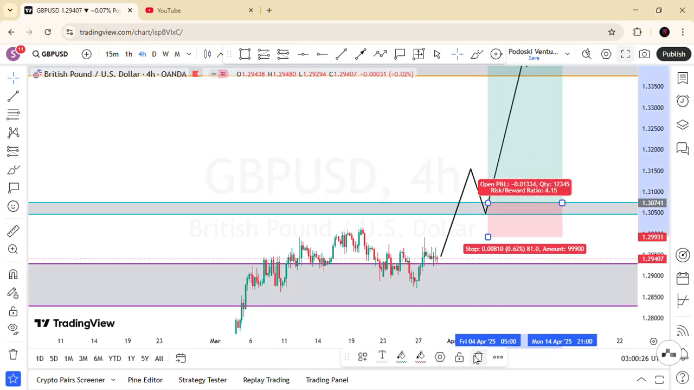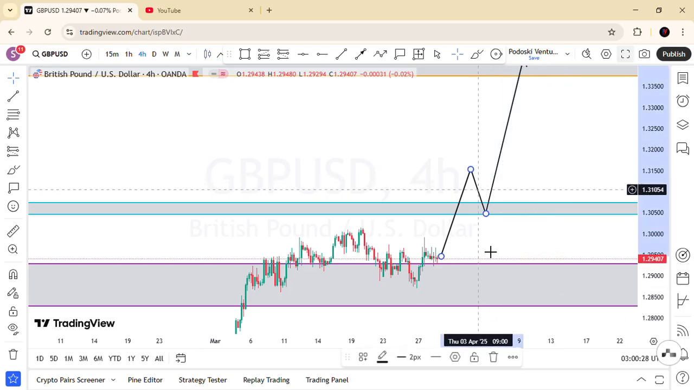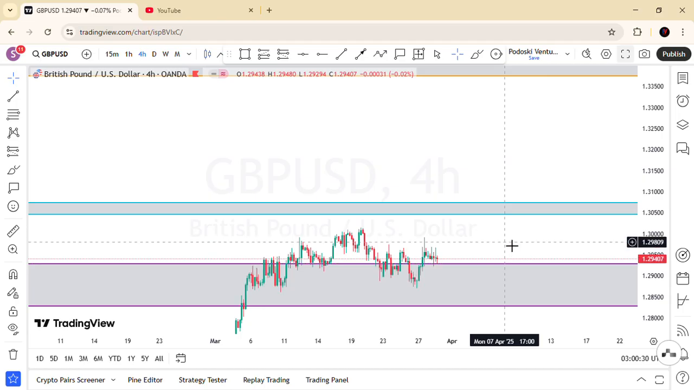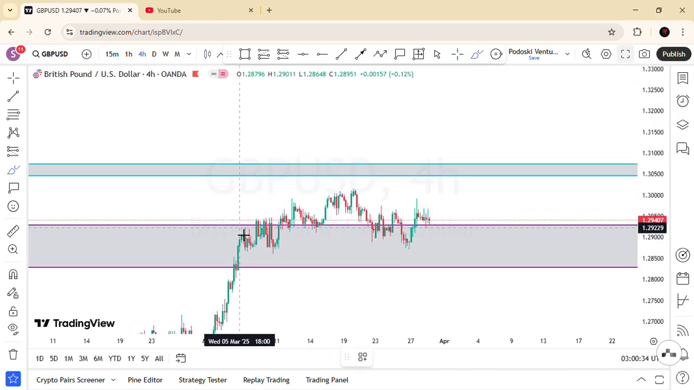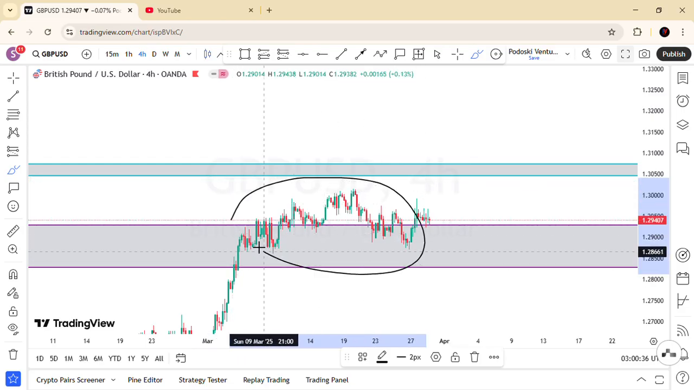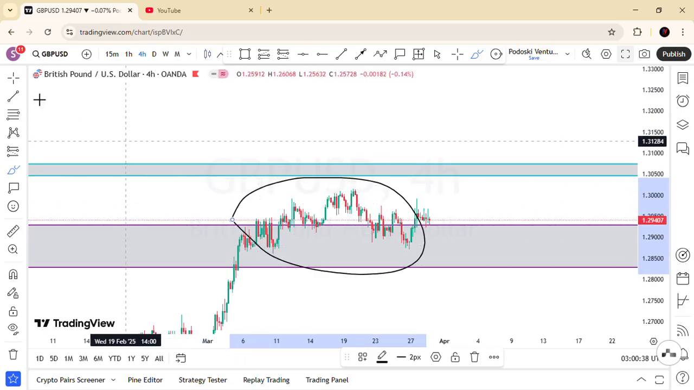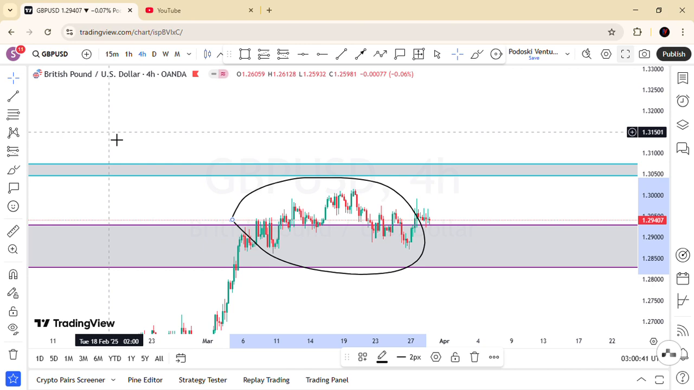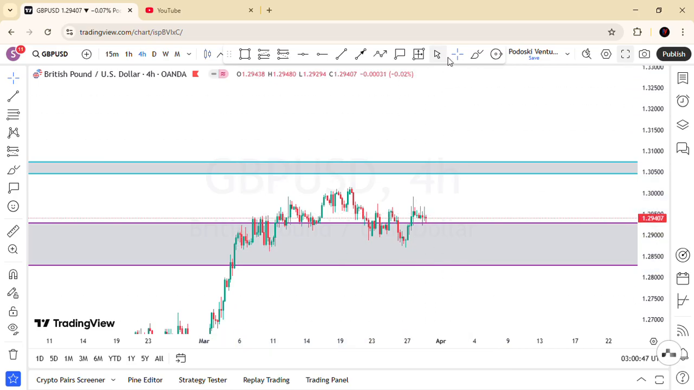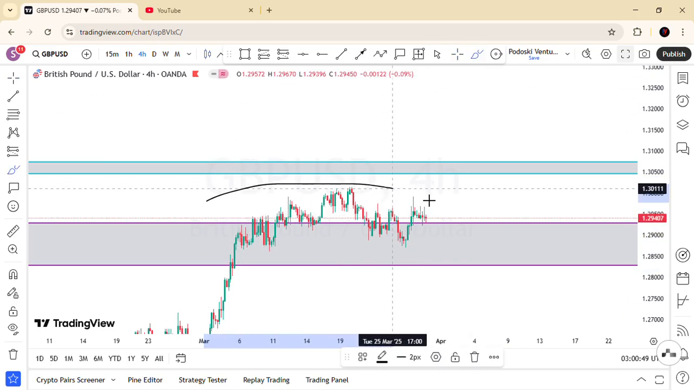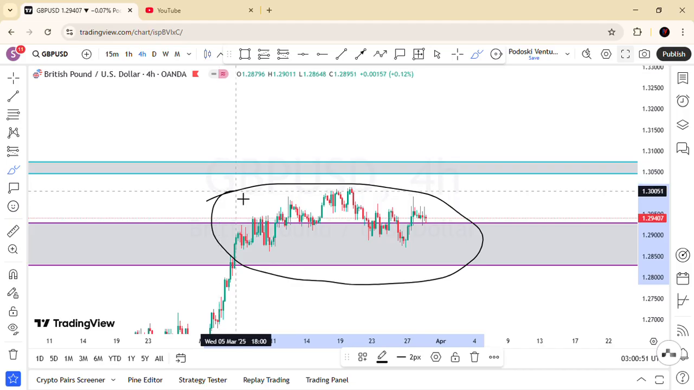Let me clear this first, then I'll explain it much better. So on the 4-hour time frame, I could also see price is consolidating, just like you saw on DXY, price is consolidating on the 4-hour.